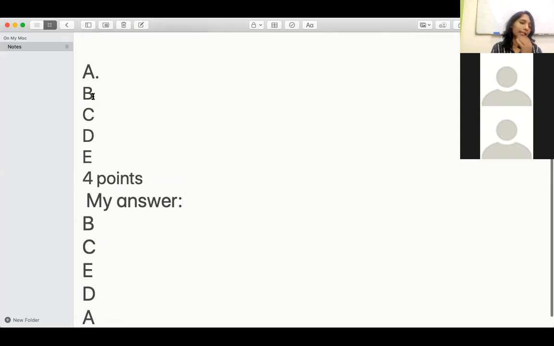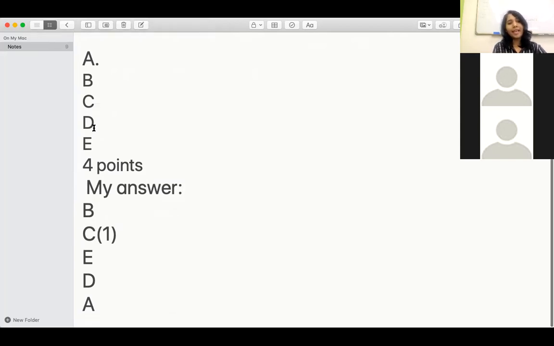So I look at the answer. B and C is one pair, one correct pair. I've put B and C together. Okay, so I'll be getting 1 point here. Is this clear? So B and C in the right answer is one pair, one correct pair. So I paired them together, B and C together. I'll be getting 1 point for this pair.